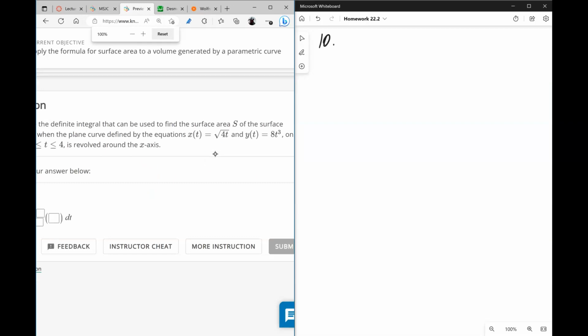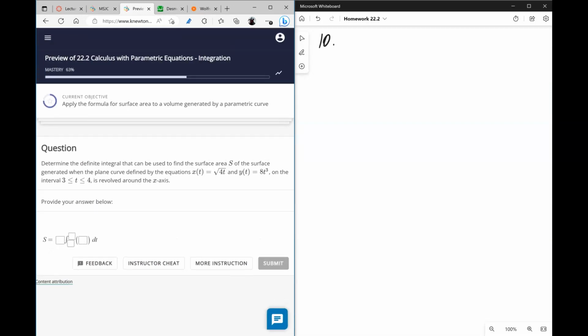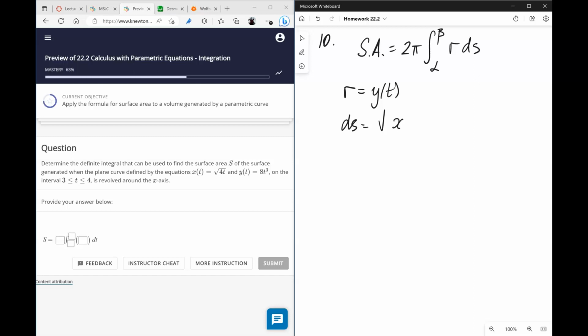Not sure what happened to Zoom here. Have another area of a surface. Same formula. 2 pi integral from alpha to beta of r ds. r in this case is y of t. ds is again the square root of x prime of t squared plus y prime of t squared dt.